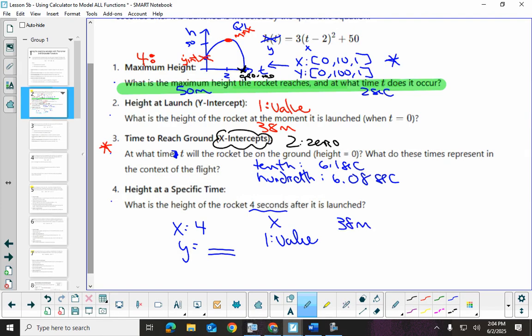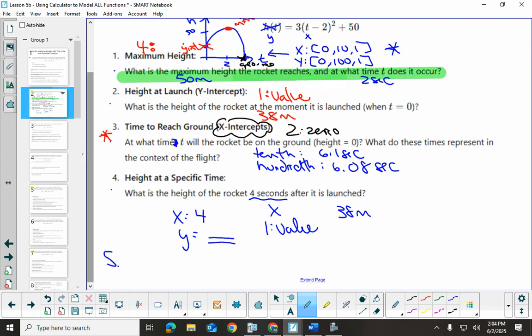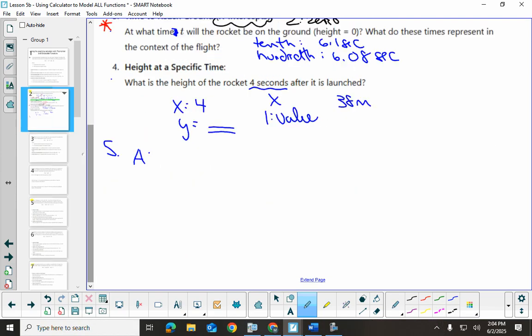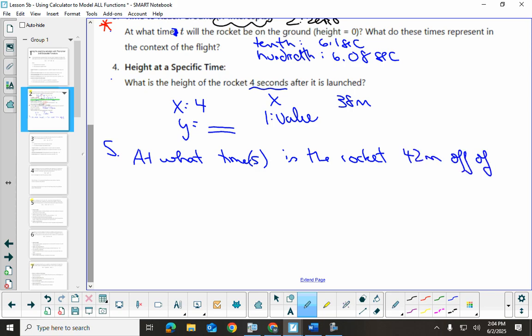I know I haven't given you much space. Oh, there's actually a little bit there. Put question number 5, please, and write this question in. At what time, in brackets S, at what time or times is the rocket 42 meters off of the ground?